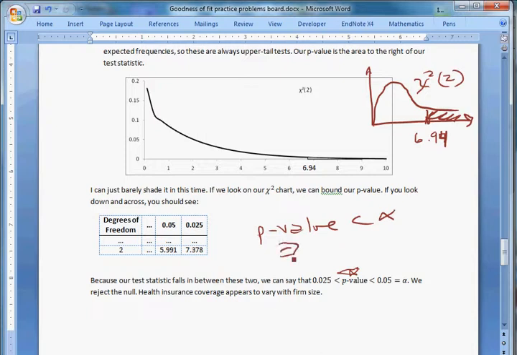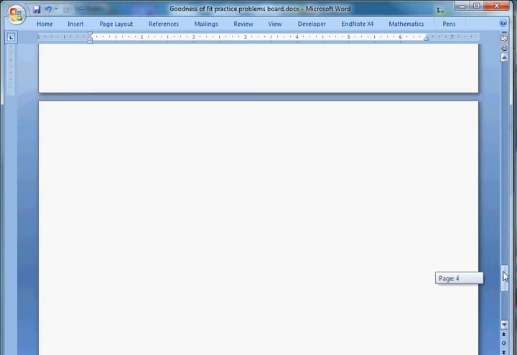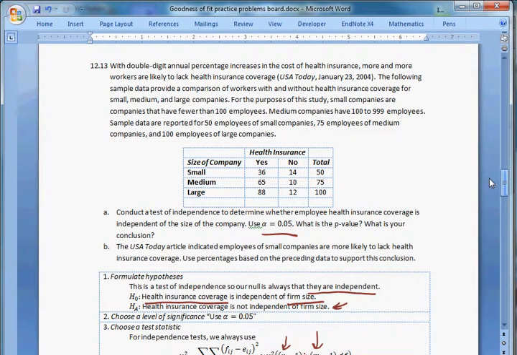I'm not going to finish part B. I'm going to leave that to you guys. You can figure out what the percentages are to figure out who's most likely. It looks like small companies are more likely to be uncovered by insurance.